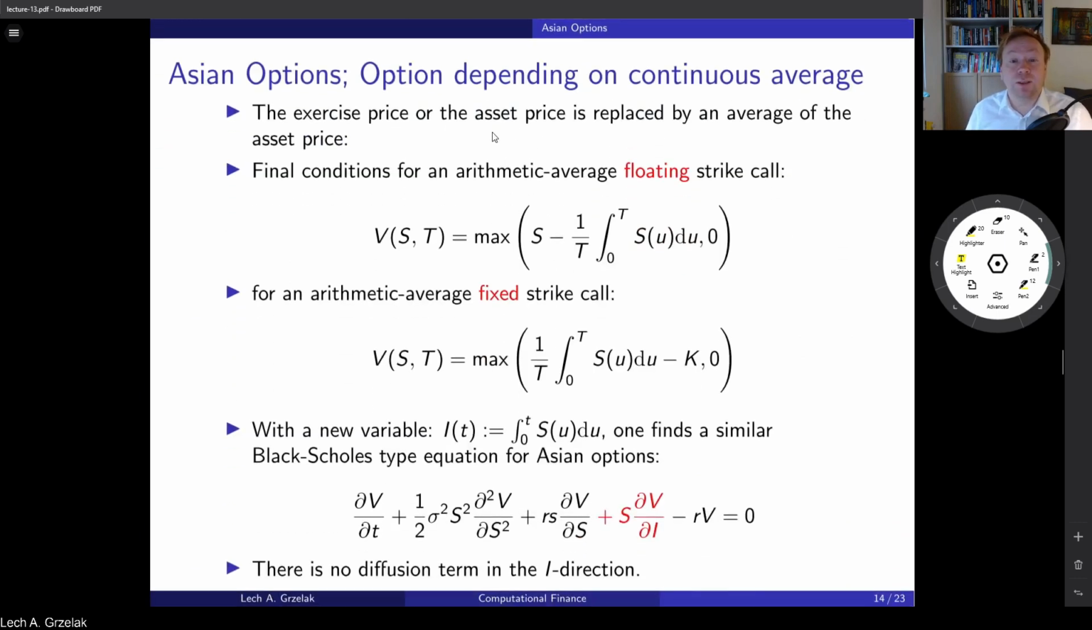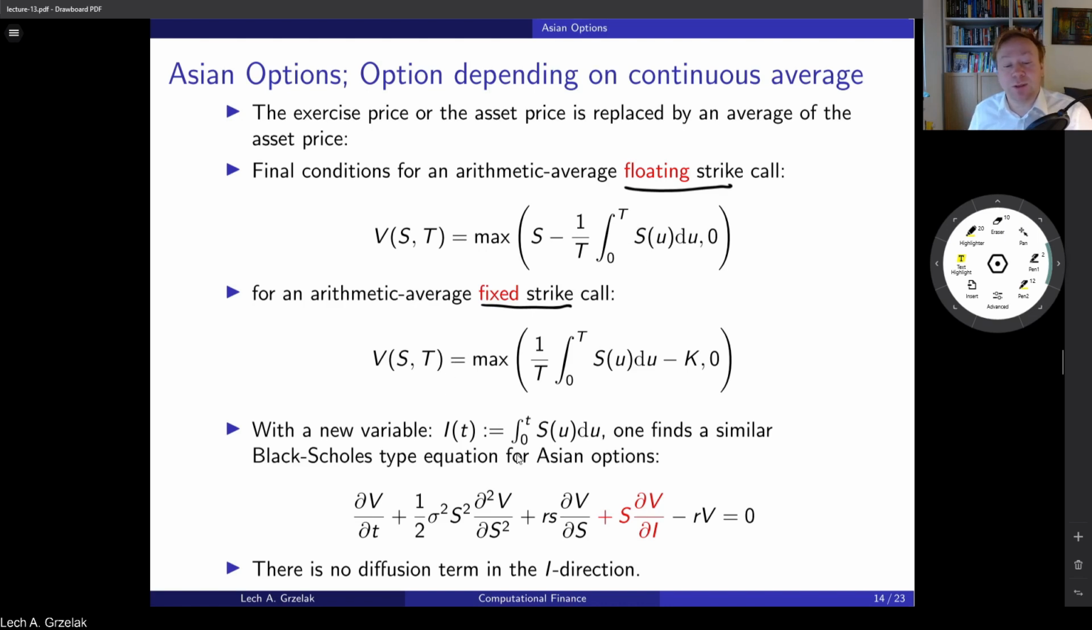So, of course, depending on whether you have a floating average, a floating strike, or a fixed strike, which is what we have seen before, the payoff will look as follows. And this is in the continuous case, so we have an integral. Then we have the stock at maturity minus 1 over T, and then the integral over the whole history. Like I said, you can also have T1 here, T2, depending on the specification of the contract.